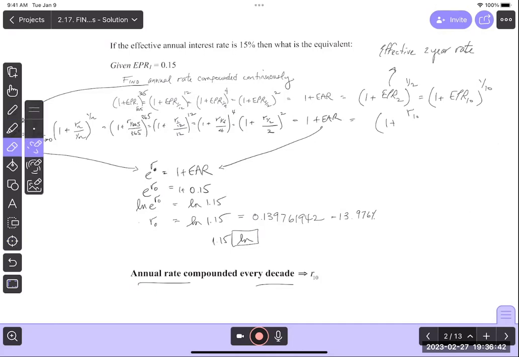What is the relationship between R10 and EPR10? This one is just simple interest, right? And it's giving the simple interest in terms of a year because it's the annual rate compounded every decade. So rather than multiplying, what am I doing? I'm dividing.